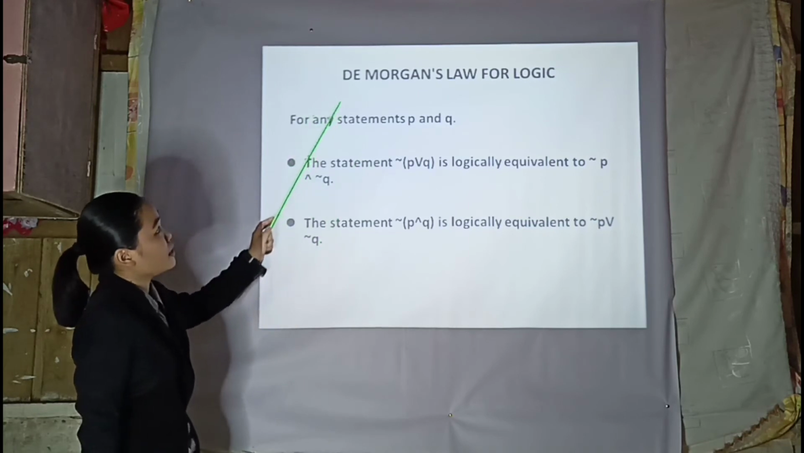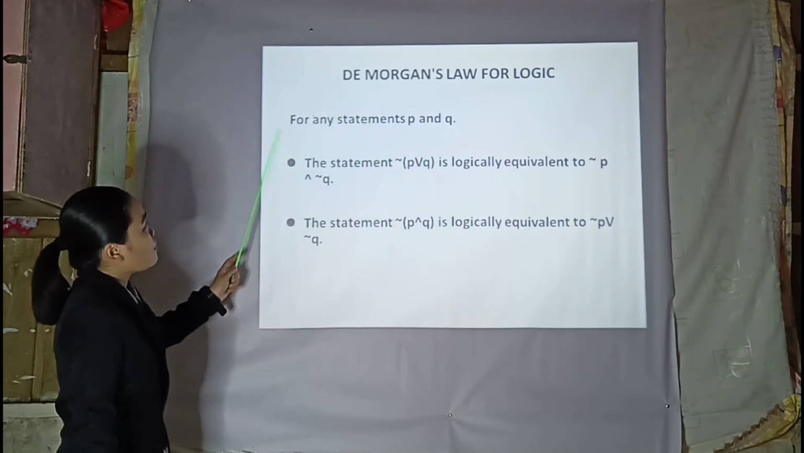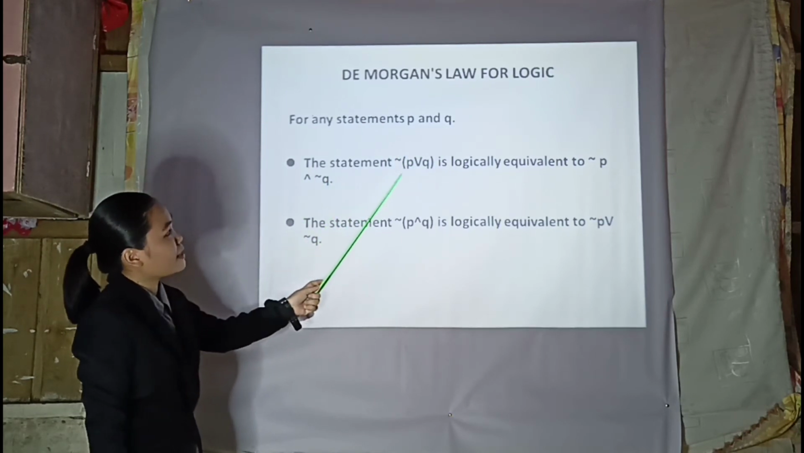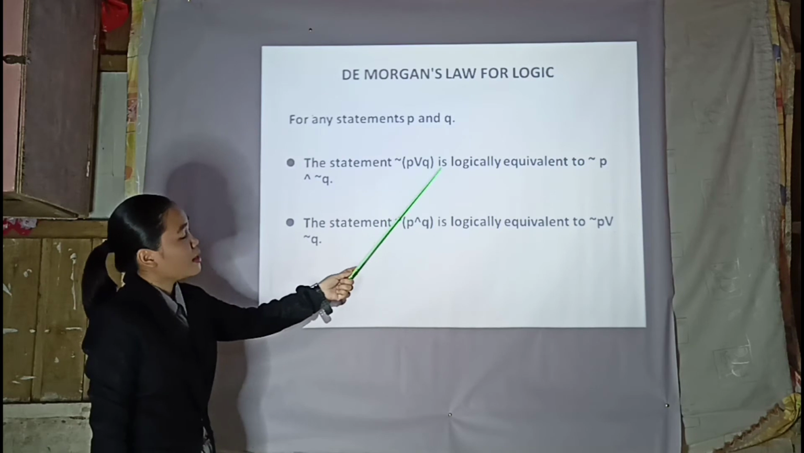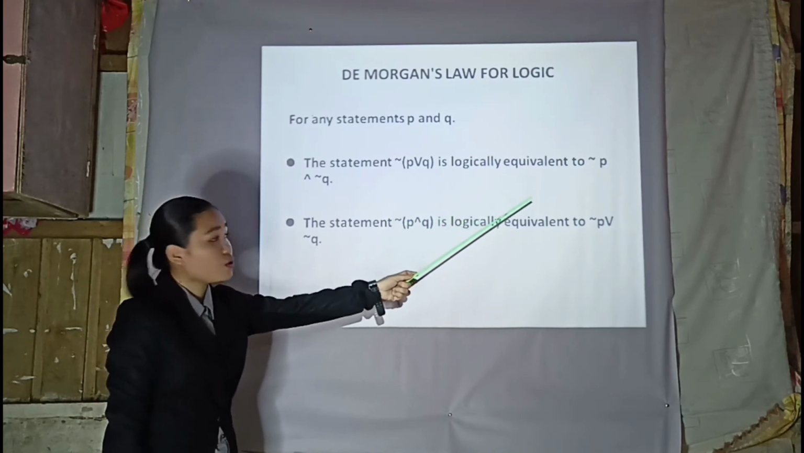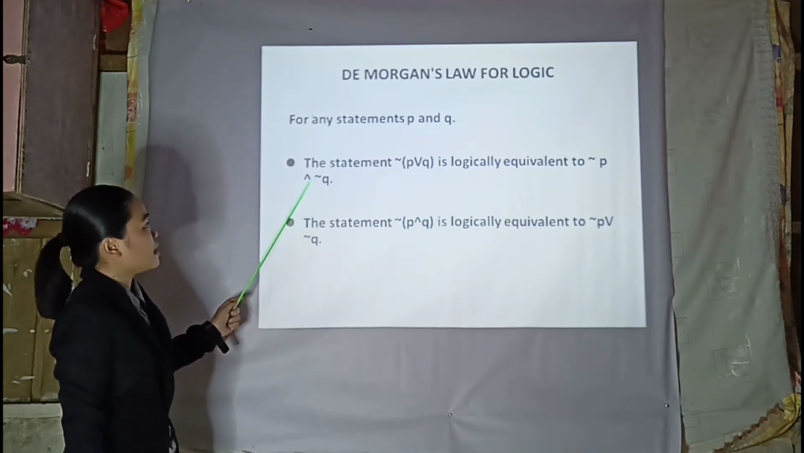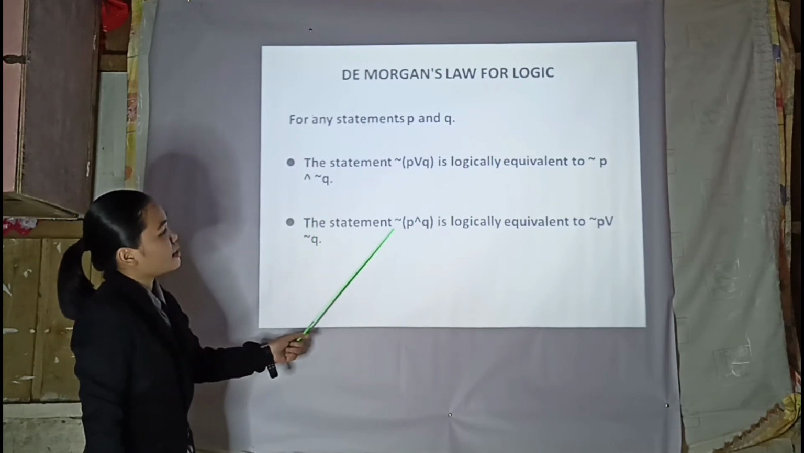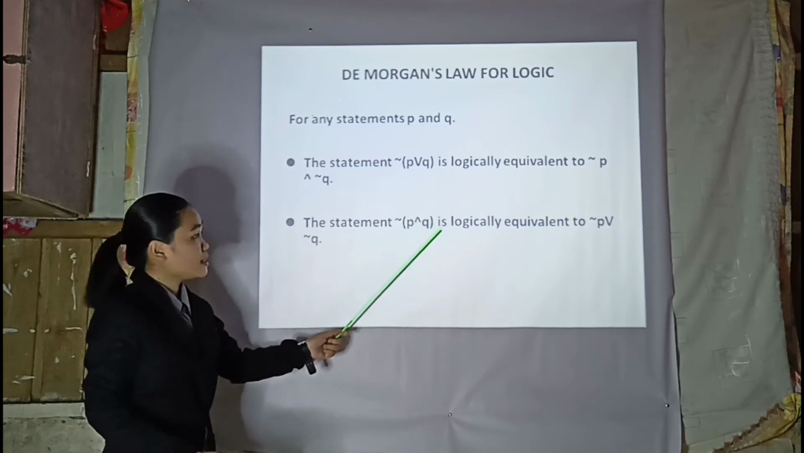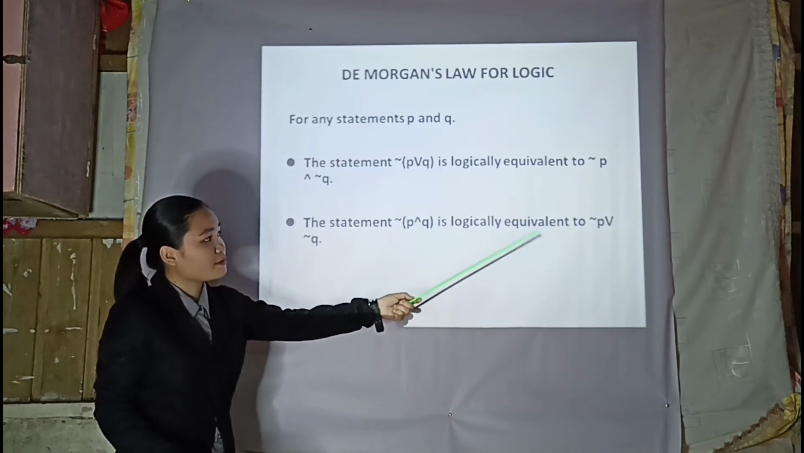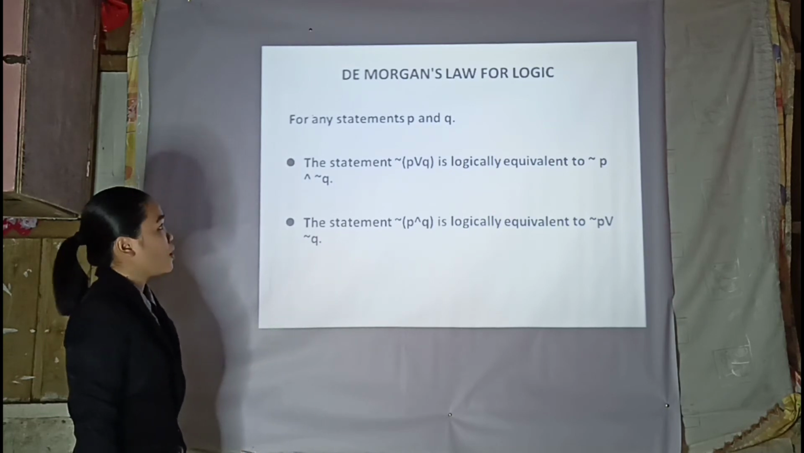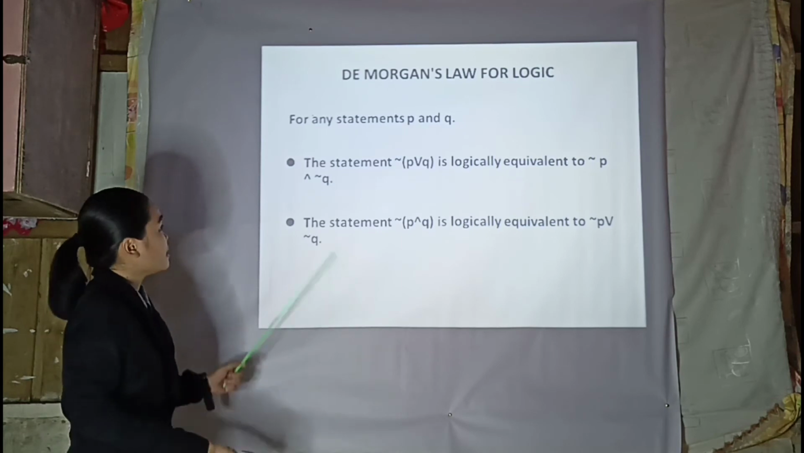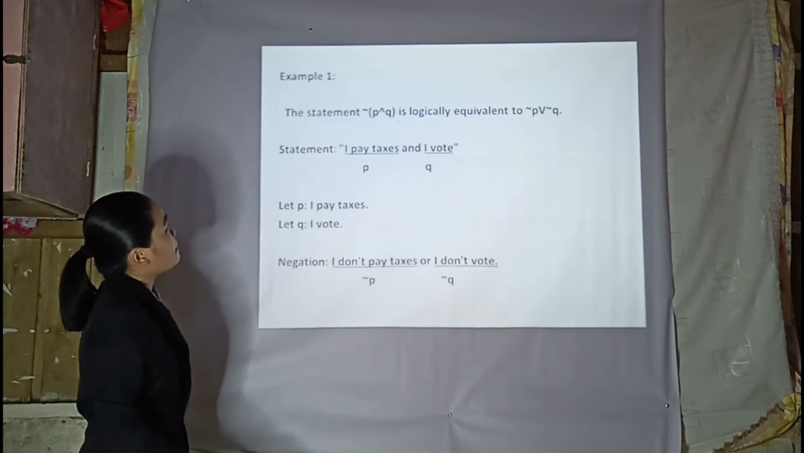So, this is the rule in De Morgan's law for logic. For any statements P and Q, the statement not (P or Q) is logically equivalent to not P and not Q. The second statement, the statement not (P and Q) is logically equivalent to not P or not Q. Okay, for you to understand what I'm telling here, we will have an example.